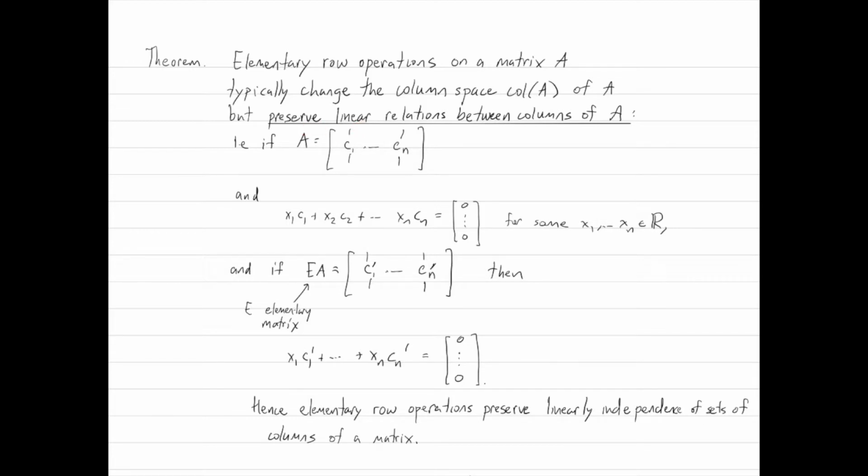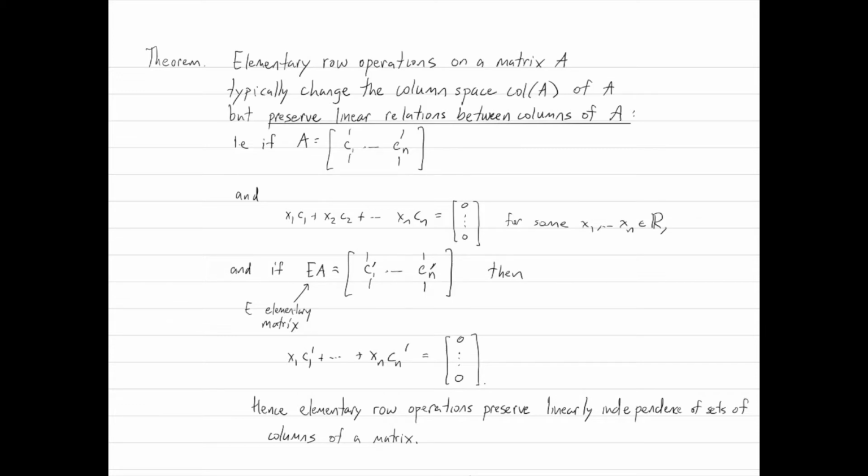they preserve linear relations or relations of linear dependence between columns of A. What does that mean? So suppose A has columns c1, c2, all the way to cn. And suppose we had a linear relation or linear dependence relation. That means that some number x1 times c1 plus some number x2 times c2 plus some number xn times cn is equal to the zero vector.